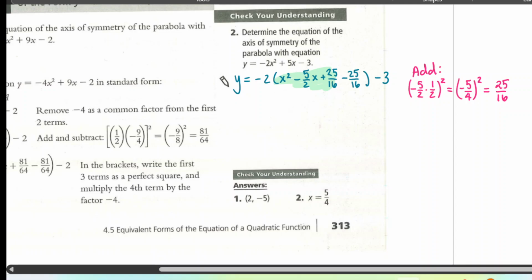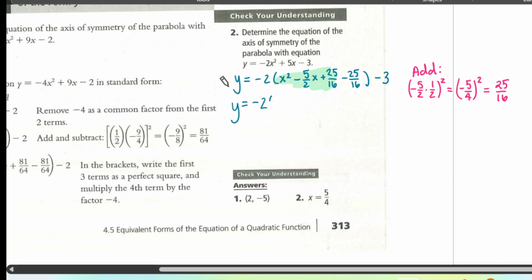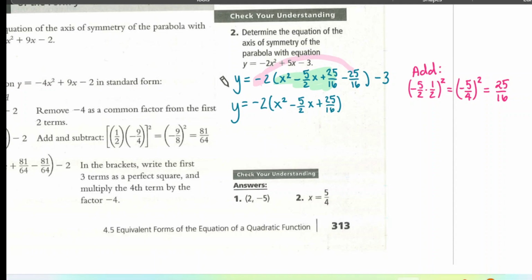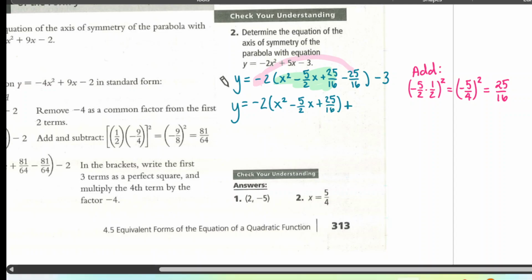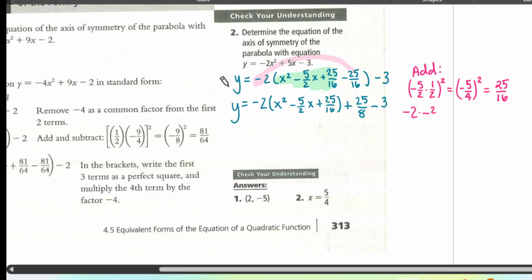factor that in a second, but first I have to take out that -25 over 16, because that's kind of in my way. So I'm going to just rewrite this, minus 5 over 2x plus 25 over 16. That's my perfect square. And I'm going to pull out that 25 over 16, but I have to remember that this -2 does need to be multiplied to it. So that becomes positive 25 over 8 minus 3. So just on the side here, I'm going to show you -2 times -25 over 16 does equal 50 over 16, which reduces to 25 over 8. That's how I got 25 over 8 there.